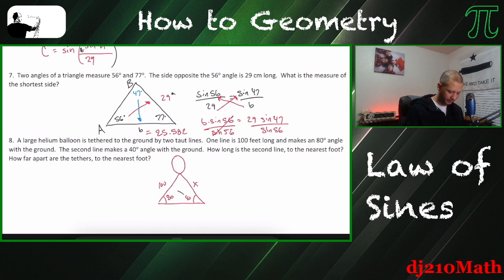Remember, law of sines says the ratio of the sine of the angle and the side across from it is equal to the sine of the other angle and the side across from it. So sine of 40 over 100 is equal to sine 80 over x. All right, we're bringing up the x's. So we're going to get x is equal to, I did it again.